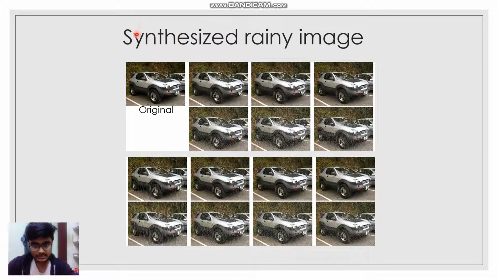So this is the dataset. This is the original, and the other 14 are the synthesized images using Photoshop. We have slowly increased the intensity and changed the orientation of the rain.